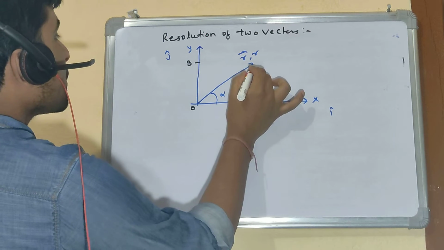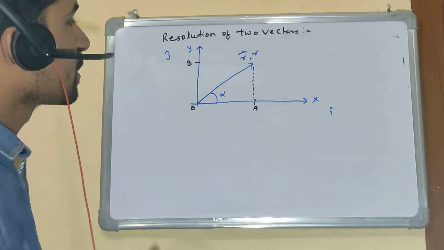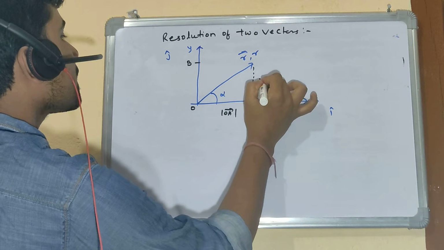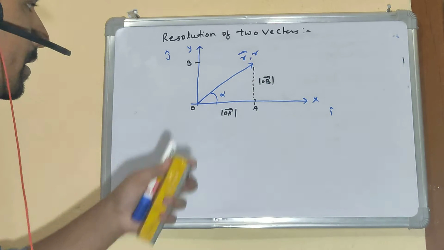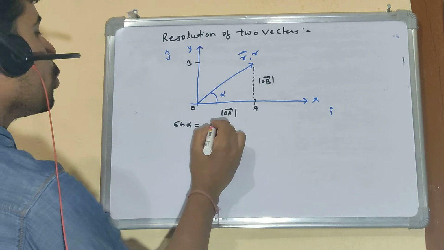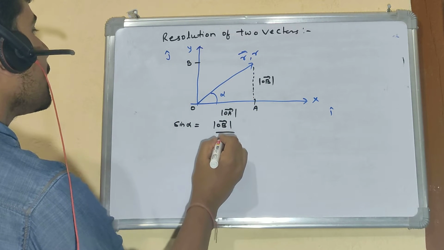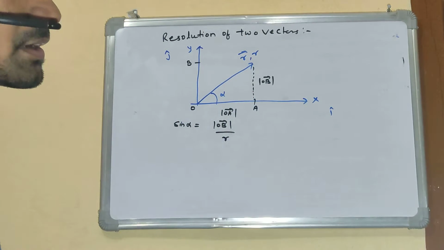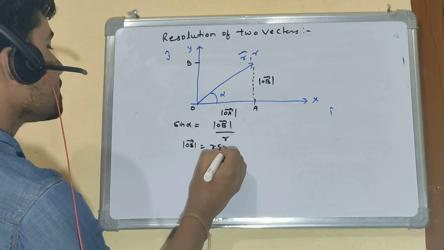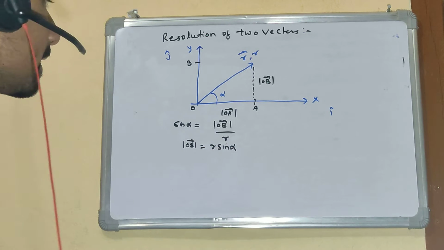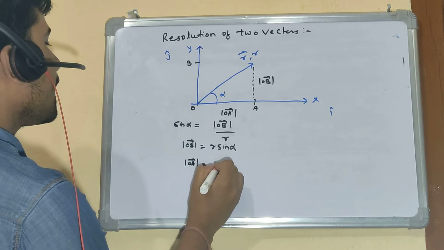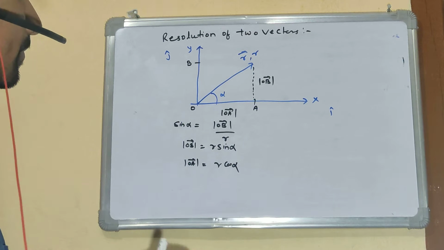So let me draw a perpendicular over here. This has a magnitude OA, and this has a magnitude OB since it is parallel to the y-axis. Now sine alpha is OB by R, where R is the magnitude of the R vector. So OB magnitude is R sine alpha. Similarly, you can find OA. OA magnitude will be R cos alpha.